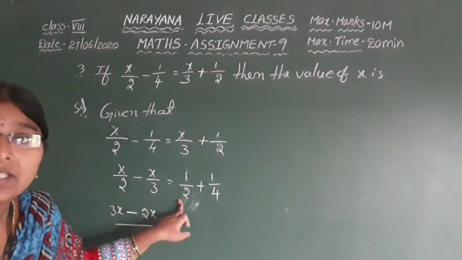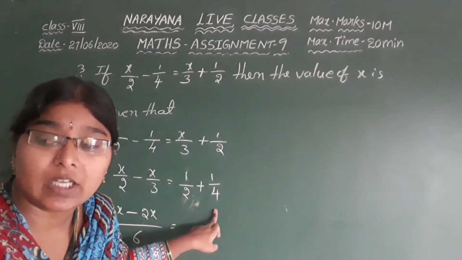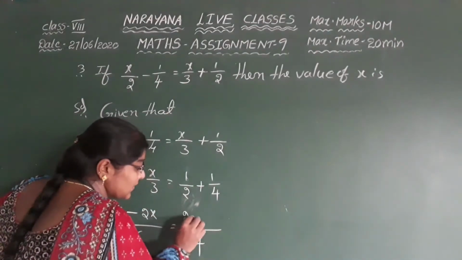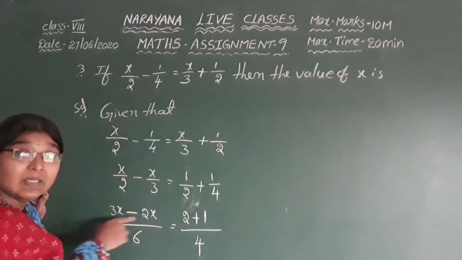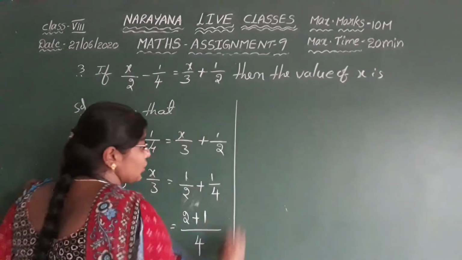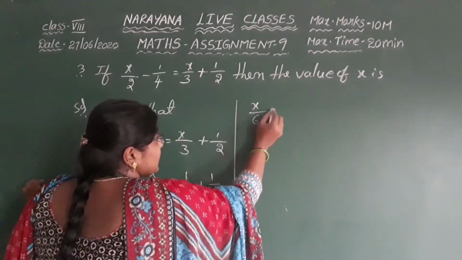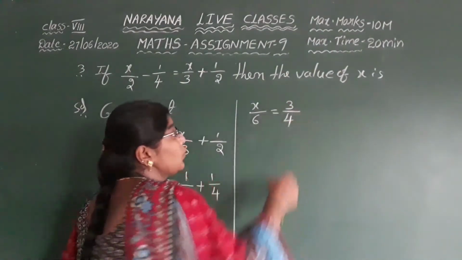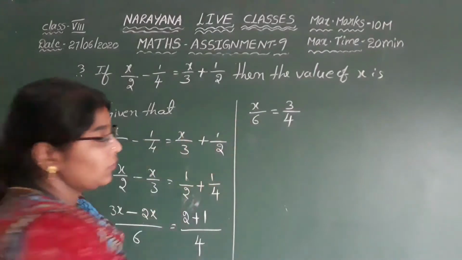And here also, different denominators. So what is the LCM of 2 and 4? 4. So it is cancelled 2 times and it is cancelled 1 time. So 3x minus 2x, how much? x. x by 6, and 2 plus 1, 3 by 4. How much? 2 plus 1 we got here, 3 by 4.